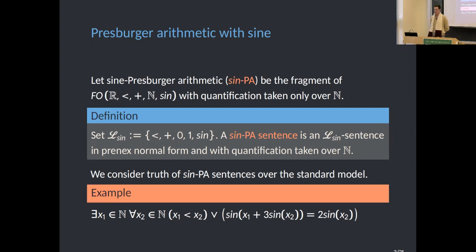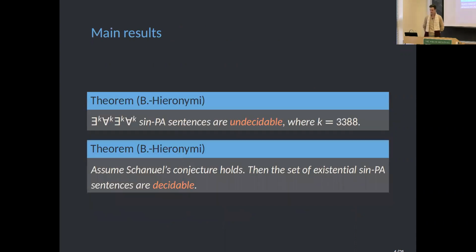And again, if you're thinking in terms of model theory, we're considering the truth of sine PA sentences over the standard model. So nothing crazy is meant to be happening under the hood. Just an example of a sine PA sentence we have here. We could stare at it and maybe guess its truth value. I can spoil it. It is true. And it's witnessed by x1 equaling 0, which, with the sine function, just makes everything easy because that 0 propagates through. This is just to get a feel of what these sine PA sentences look like.